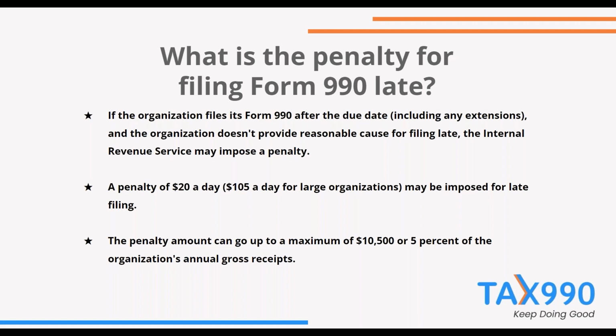The organization may be subject to a penalty of $20 a day or $105 a day for large organizations for the late filing of the 990 series return. The penalty amount can go up to a maximum of $10,500 or 5% of the organization's annual gross receipts. For example, if the organization has gross receipts of $1,084,000 for the year, the penalty is $105 a day, which can go up to a maximum of $54,200. So it can be a significant amount of money based on what your organization brings in.